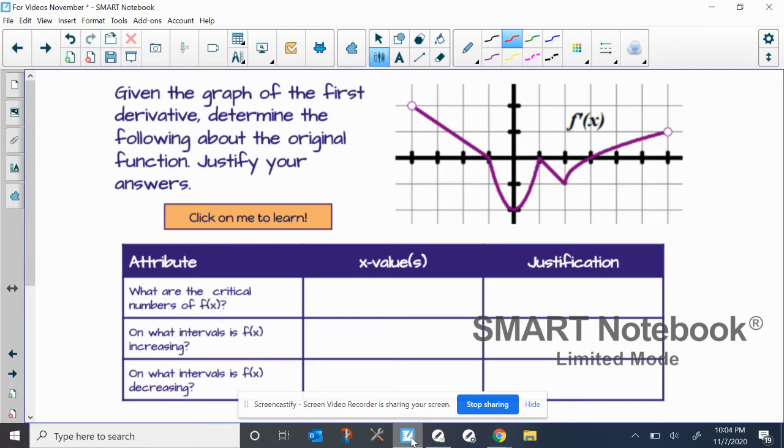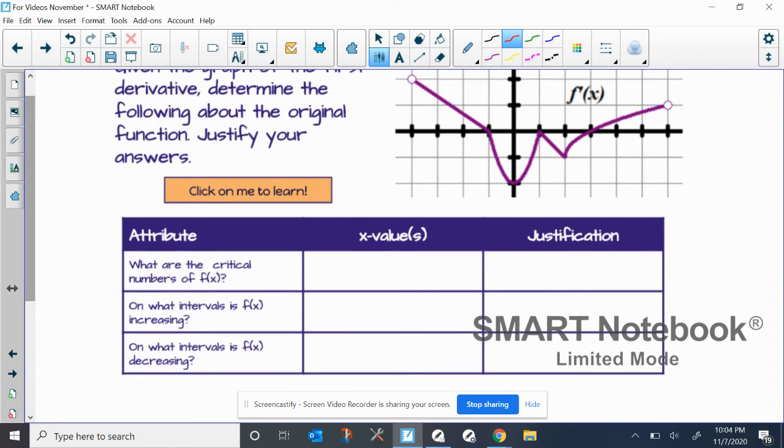So the first question says, what are the critical numbers of f of x? Now, what you just learned was that critical numbers were critically important to the shape of the graph. They're where something happened. So to find them, it was when the first derivative was 0 or undefined, but the original function was defined. All right, and we're not talking about endpoints here, just FYI. So if I look at this graph where the first derivative is 0, that happens here, here, and here. So I have 3 different critical numbers. So I would say x equals -1, 1, and 3.